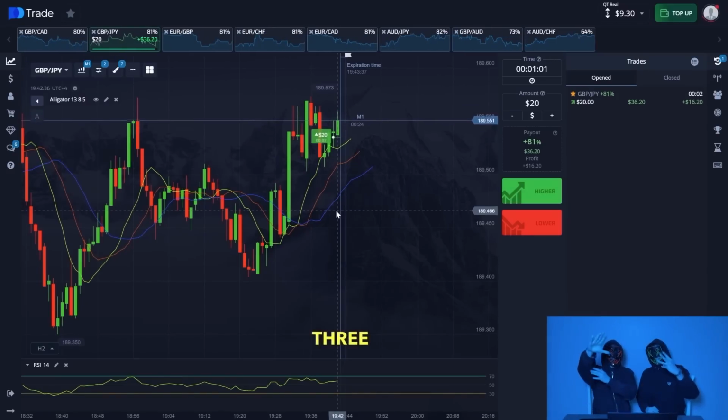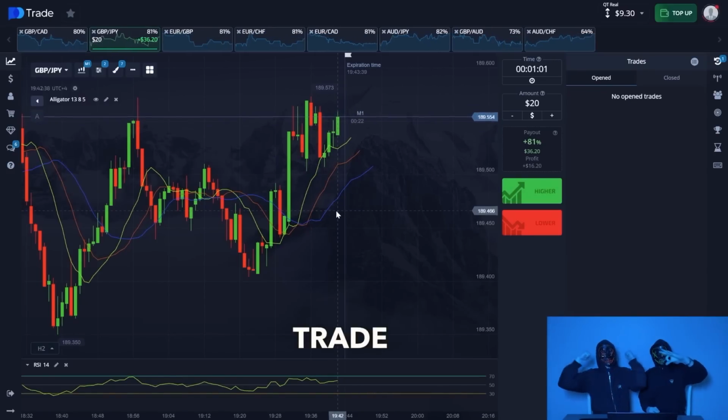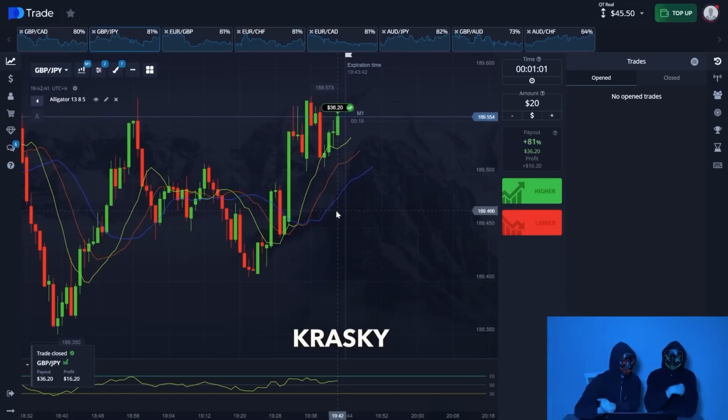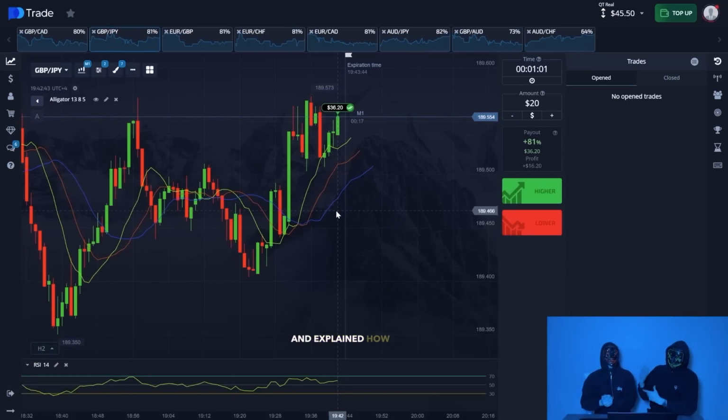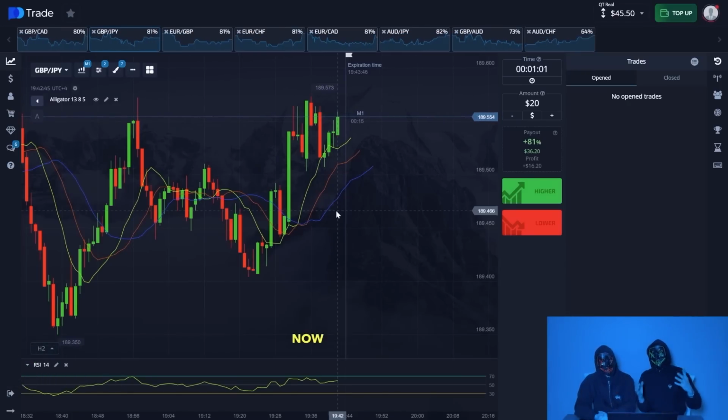So friends, 3 seconds, 2, 1, great. The trade is in profit, all right? Krasky made a good trade and explained how the indicator works. Now I want to demonstrate the second indicator that we are also using today.